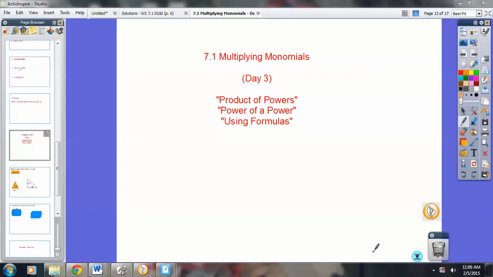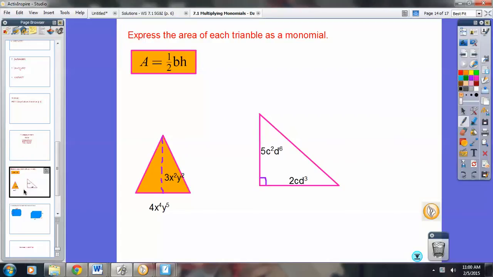We're going to look at some formulas today and find areas and volumes with monomials, not necessarily with numbers, but with monomials. If you look at the handout you have, you should have some figures that look like my figures. Do yours look like mine? The directions tell us to express the area of each triangle as a monomial.